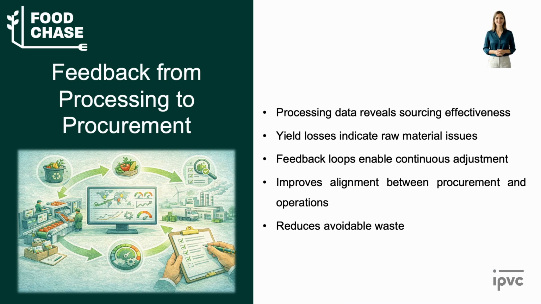Processing performance provides valuable feedback to procurement. Yield losses, downtime, or quality failures often indicate sourcing issues. Establishing feedback loops between processing and procurement allows continuous adjustment and better alignment, reducing avoidable waste.